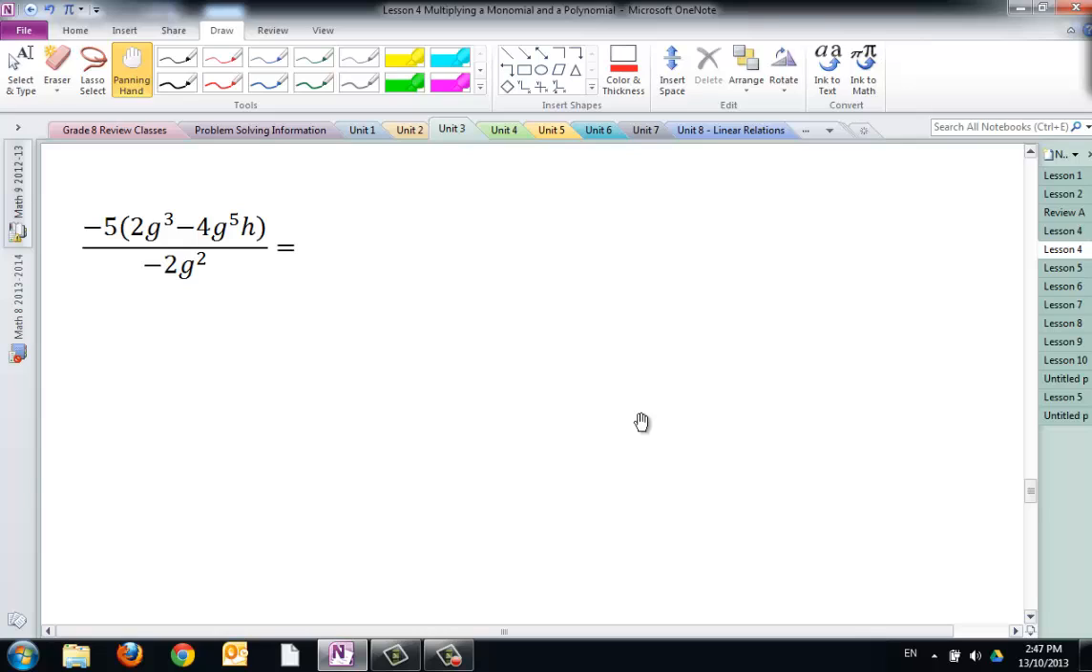All right, so here's one that's a little bit more complex. In this case, I'm doing a combination of multiplying and dividing. And you'll definitely see some questions like this. Before I can do that division, I need to distribute in. So I get negative 5 times 2g cubed, negative 10g cubed. Negative 5 times negative 4 is plus 20 g to the fifth h.